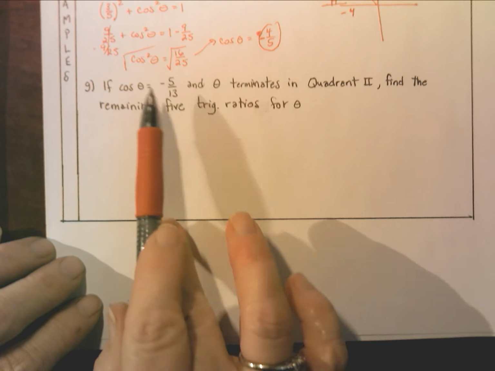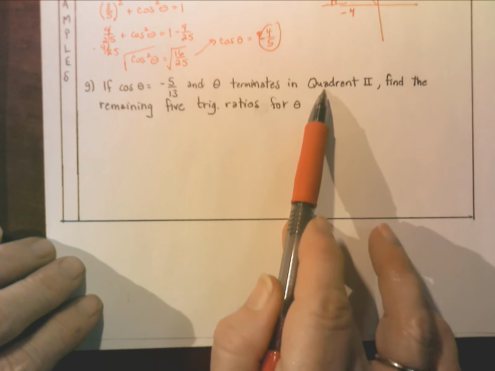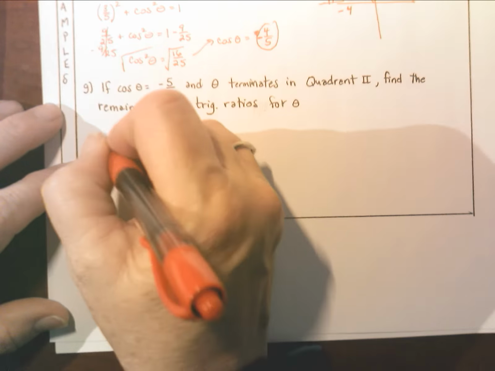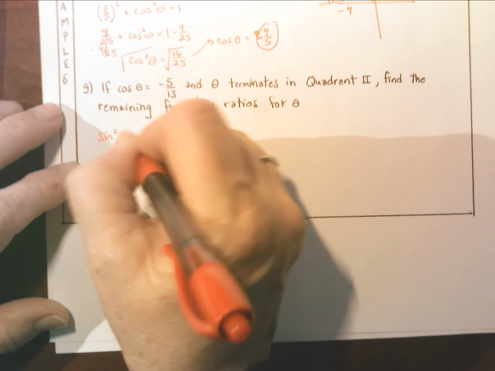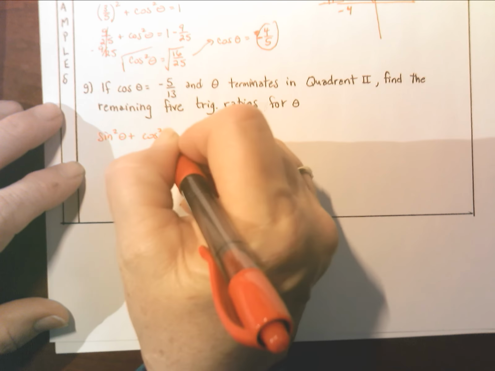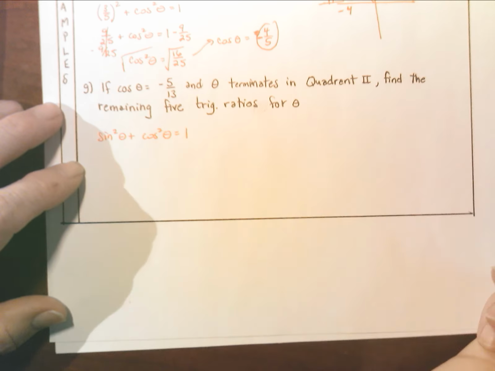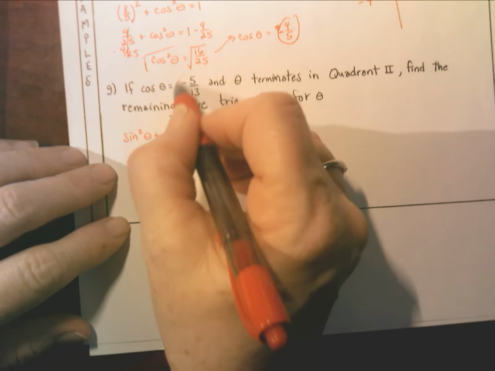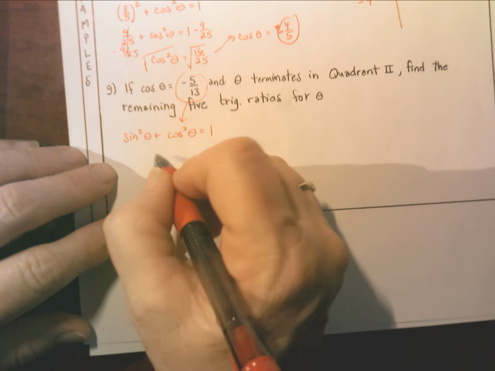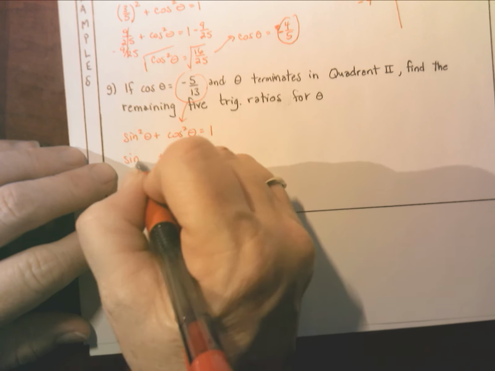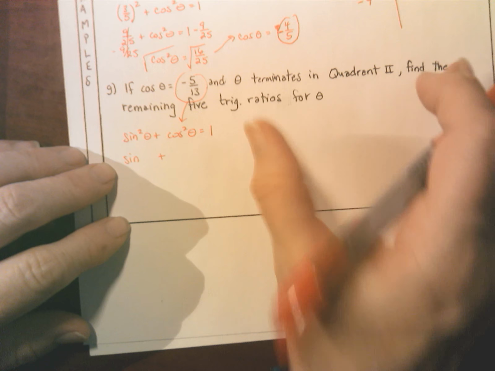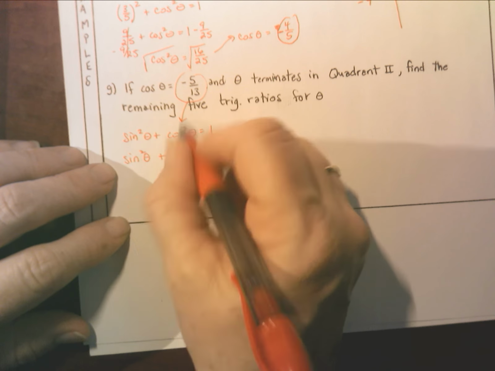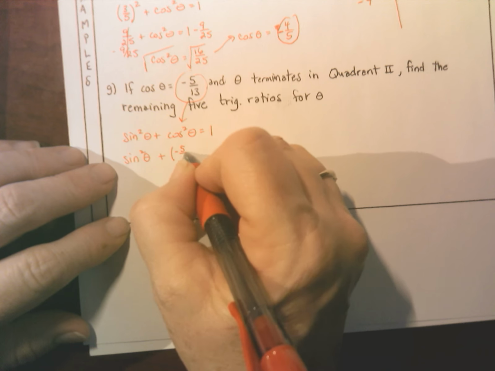All right, the last one, G. Again, this time they give me cosine, and it tells me it terminates in quadrant 2. So I'm going to use the identity sine squared theta plus cosine squared theta equals 1. I know cosine, so let's replace cosine. Sine I don't know, that's one of the 5 I've got to find. Cosine is -5/13.